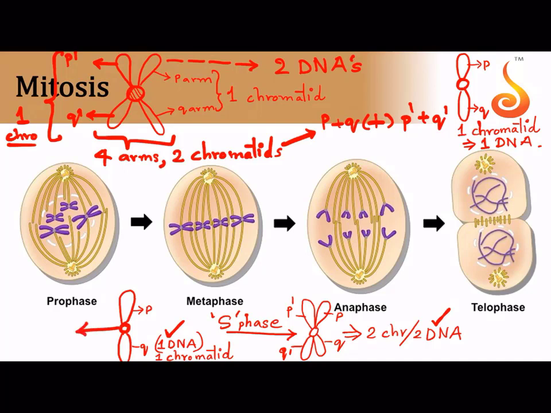And what is this constriction called? The constriction is referred to as the centromere. So all of you remember, don't get confused between the arms and the chromatid. Two arms together make up one chromatid, and one chromatid is equal to one DNA molecule. So one chromatid became two chromatids or two DNA during duplication or replication of DNA that takes place in the synthesis phase or the S phase of the cell cycle. Clear to all of you?